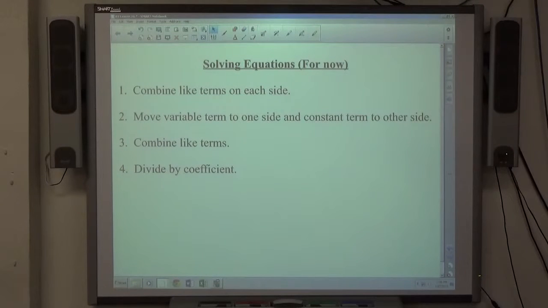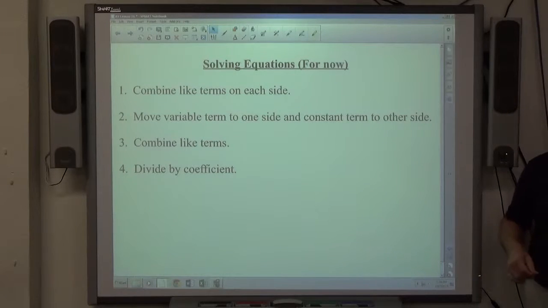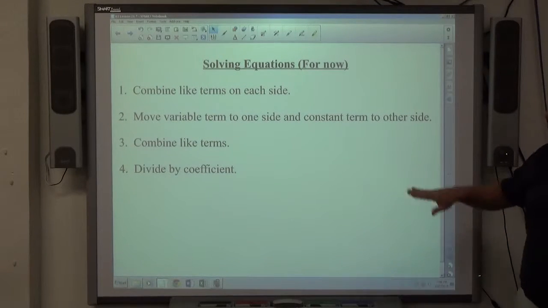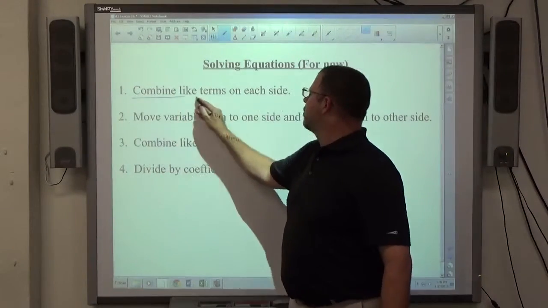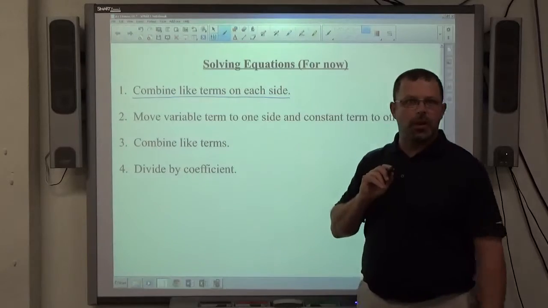What I have on the board is the current procedure for solving equations. A more efficient procedure for more complicated equations will come when the more complicated equations come in, probably the next couple lessons. What we're doing here is we're trying to solve equations. And the first step is to combine like terms on each side according to this process.